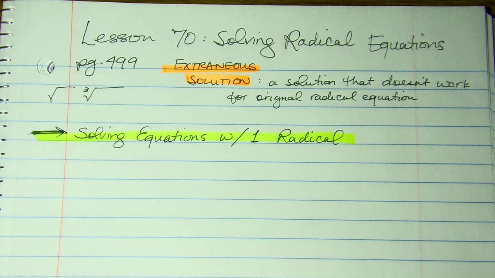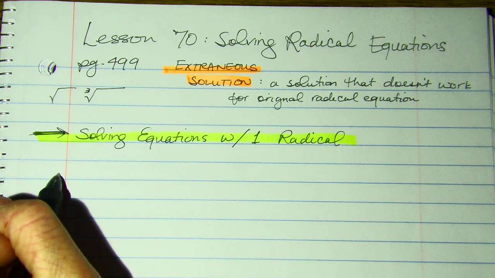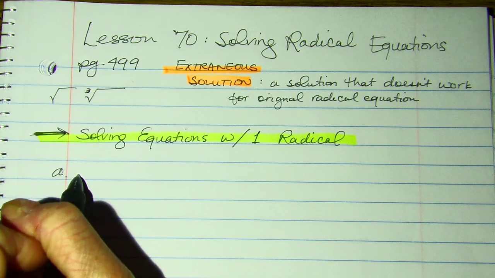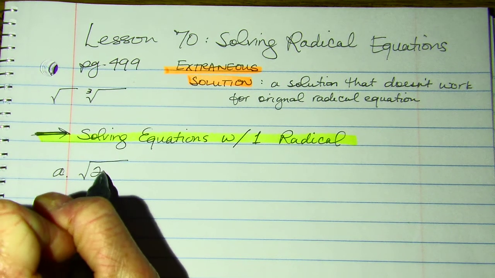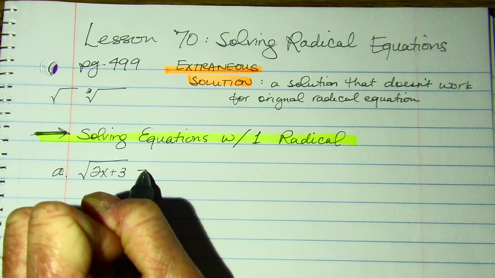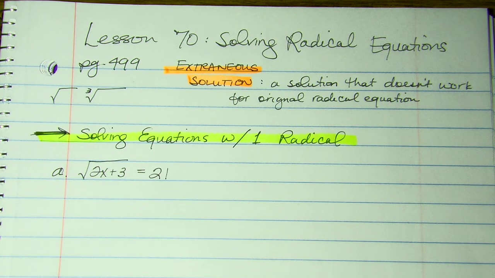I'm going to break today's notes up into two parts, solving equations with one radical and solving equations with multiple. Let's start with solving equations with one radical, and we're going to do quite a few because there are quite a few in the book. Part A asks us to solve the square root of 2x plus 3 equals 21.